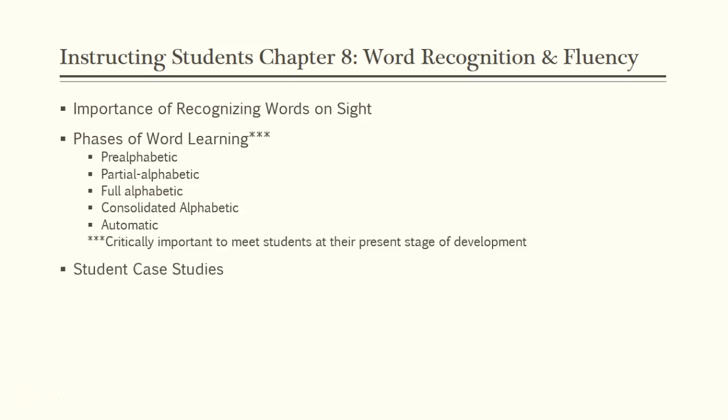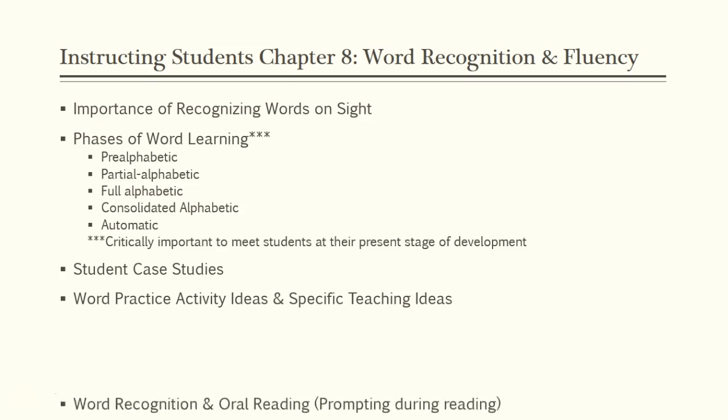They also give some awesome student case studies that say, here's Bridget, she's in the pre-alphabetic phase of word learning. How do I know that? Here's my synopsis of the assessment information. Here are the instructional strategies I selected for her, and they're very detailed, so you could definitely draw from these to come up with your own intervention plans. And then they explain the outcomes of instruction. So after 30 hours of intervention, here's how she's performing now. And they go through that with another student, Deanne, as well. They give you lots of word practice activity ideas and specific teaching ideas.